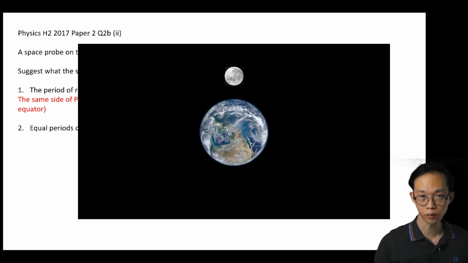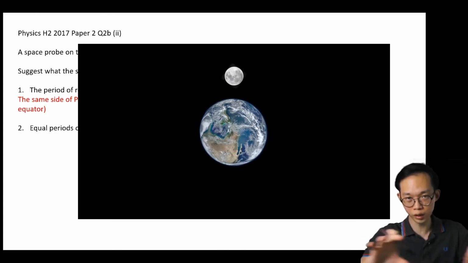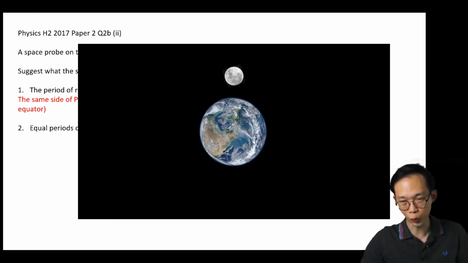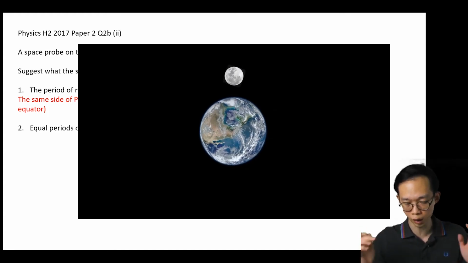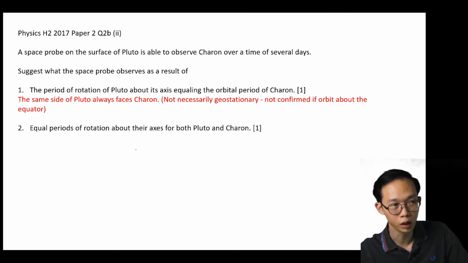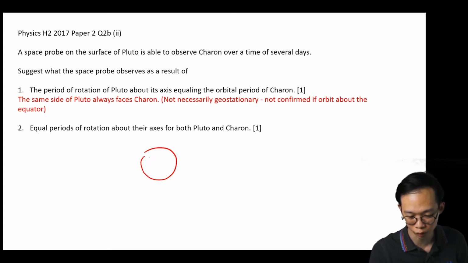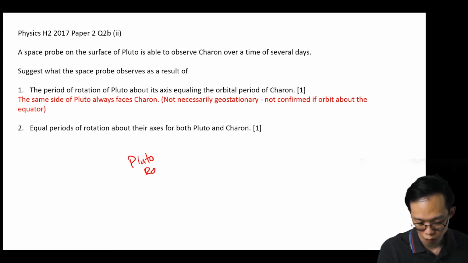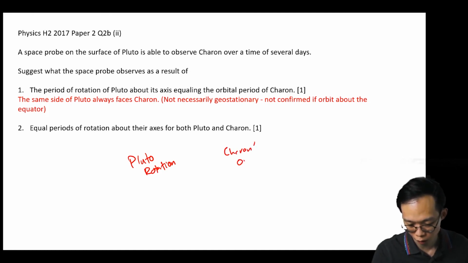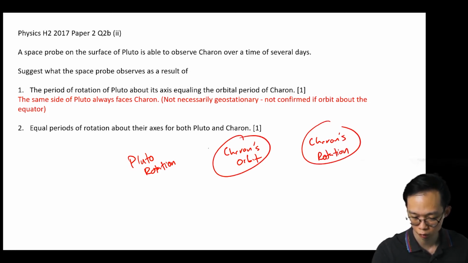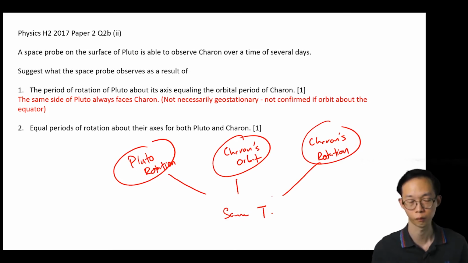Now the difficulty that everyone faces is that these three things, the two rotations plus the circular motion, all have the same period. If you have difficulty handling these three facts at the same time, it would be beneficial for you to write them down. So you have Pluto's rotation, Charon's orbit, and Charon's rotation. One, two, three: all these three things have the same period. Let's see how that pans out.